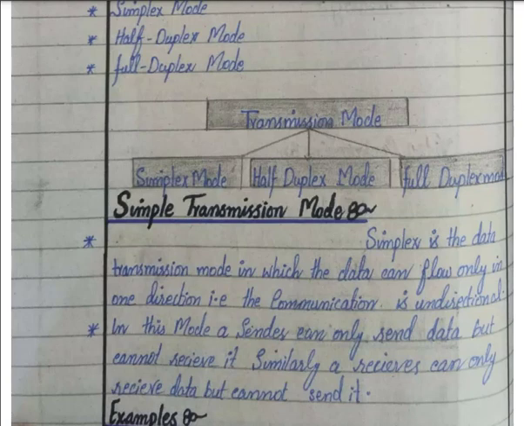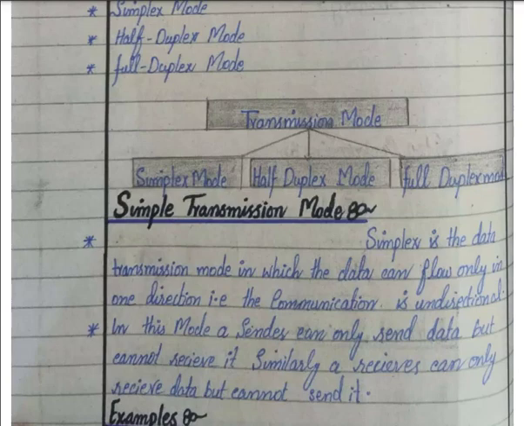Right? So suppose that there are two devices. One device can send data. Its purpose is only to send data. Then the receiver's purpose is to just receive the data. So the sender cannot receive the data, whereas the receiver cannot send the data. So in this transmission mode, the data flow direction is always unidirectional.